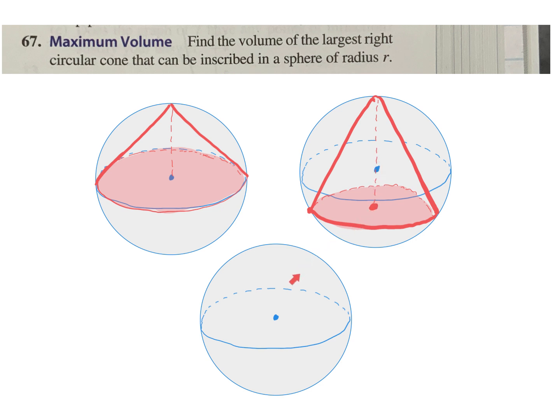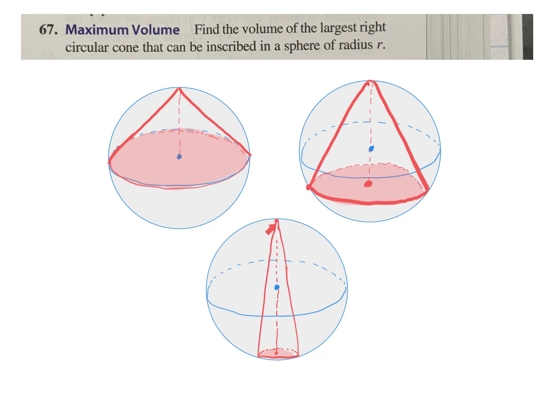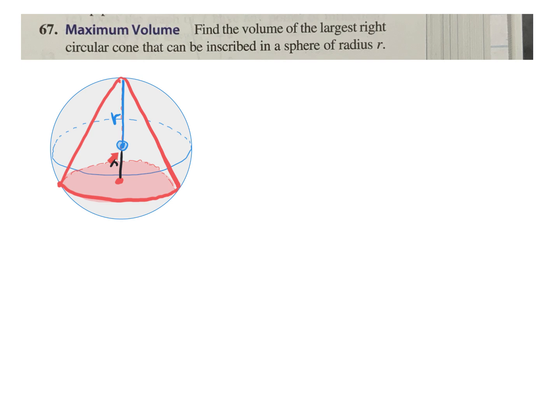We could take an extreme case of that, where the height of the cone is really tall. So maybe that will maximize the volume, except that our radius is getting really small. So let's find the maximum volume of the cone. What is the one variable that's changing? It's this, which is the height of the cone minus the radius of the sphere. That's the part that changes.